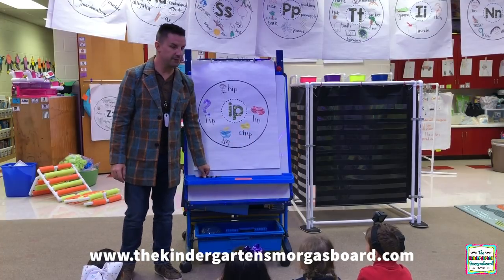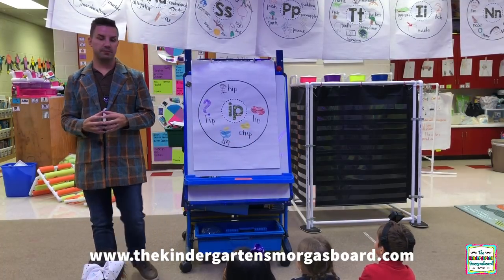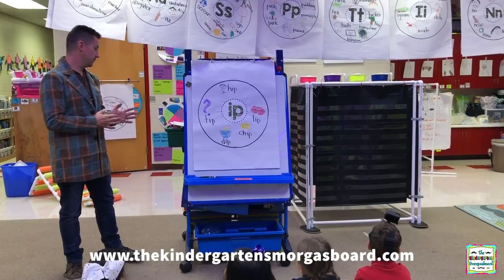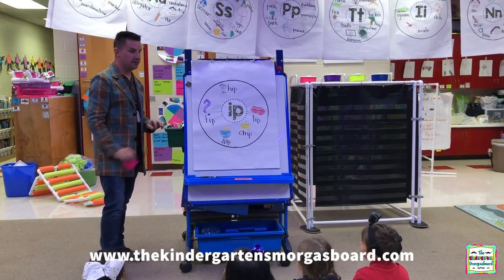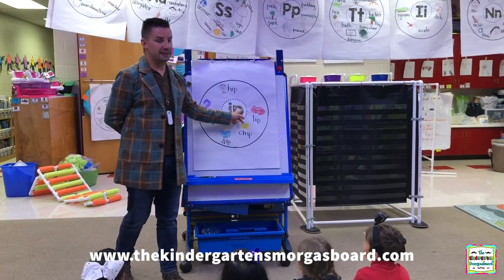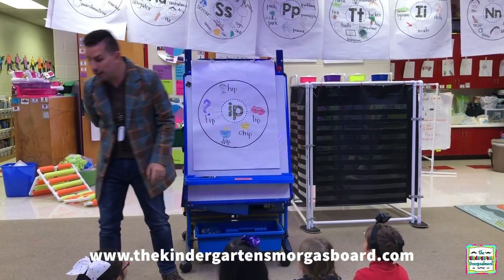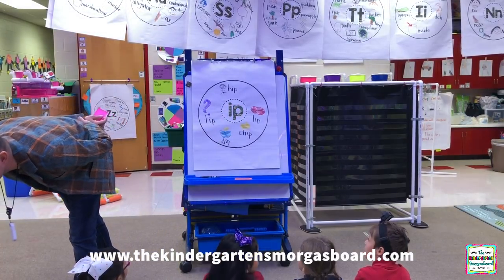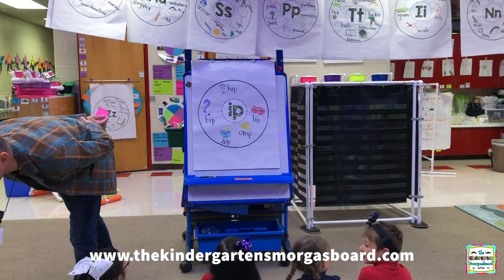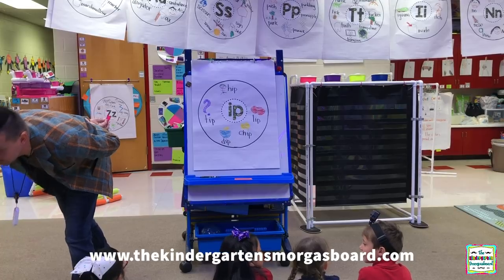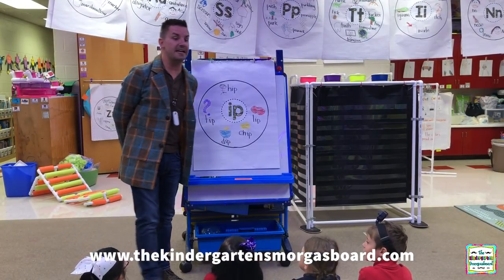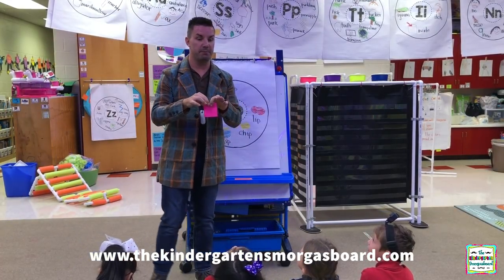Chip. All right. Can you think of any more ip words? Let me give you a hint. See if you can figure this one out. So remember, what's our word family? Ip. What's our word family? Ip. Again. Ip. So our word has to say? Ip. Watch what I do to my paper.